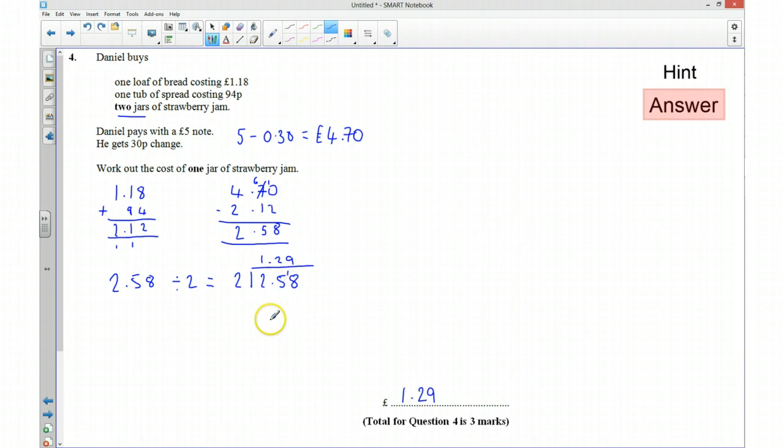Okay, you might have been able to do this in your head, because you might have said, well, half of £2 is £1, half of 50 is 25p, and half of 8p is 4p, so 25 and 4 is 29, add the £1 gives you £1.29.